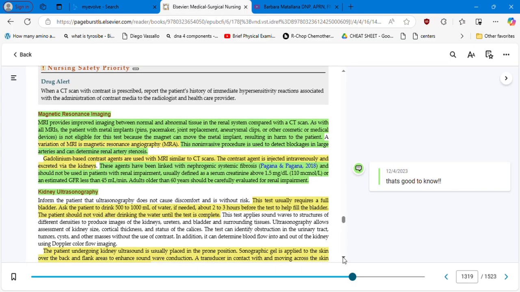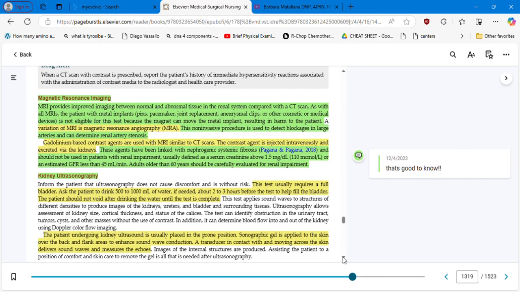Now, let's talk about magnetic resonance imaging. MRI provides improved imaging between normal and abnormal tissue, and we have to pay attention to the gadolinium-based contrast agent that are used with MRI, similar to the CT scans, and the contrast agent is injected intravenous and excreted via the kidneys.